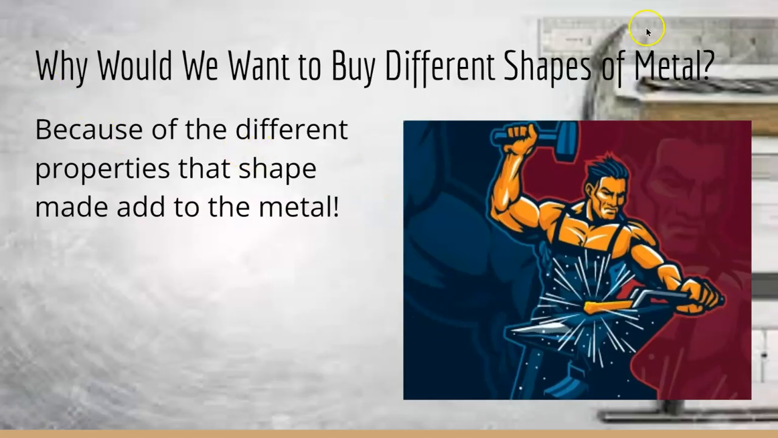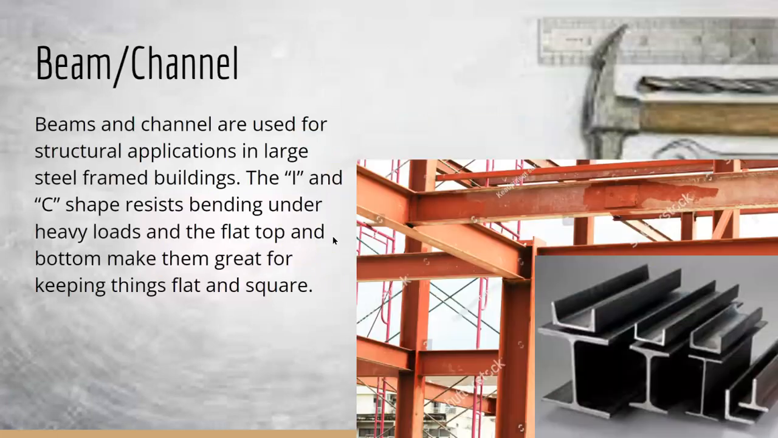Okay, so again, why do we buy a whole bunch of different shapes of metal? Because of the different properties that shape gives the metal. Usually it has something to do with strength or ease of use. So something like beams or channels are used as structural applications for large steel frame buildings. If you look at a semi going down the road, the back of their trailer is likely an I-beam frame.